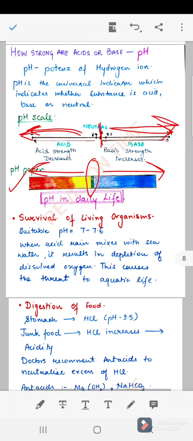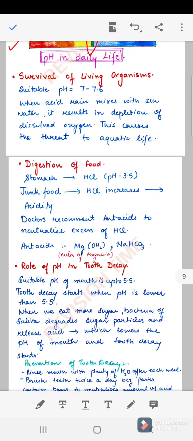So pH is very useful in daily life. First is for the survival of living organisms. The suitable pH for us is 7 to 7.6. So what happens when the acid rain mixes with the seawater? It will result in the depletion of dissolved oxygen, and this dissolved oxygen is used by the aquatic life, the flora and fauna, for their survival. So if it is depleted, that means there is a threat to the aquatic life.